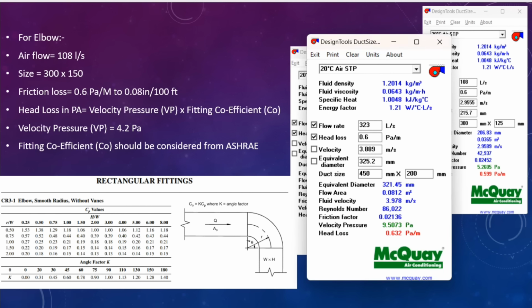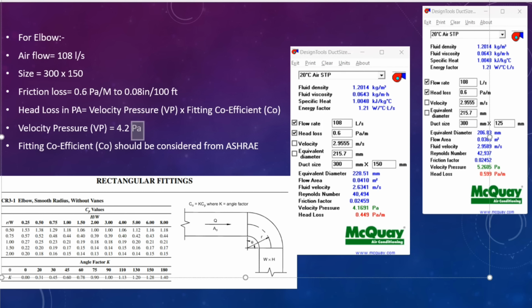For example, if you go to the duct sizer, the airflow is 108 liters per second. The friction loss is 0.6 Pascal, that is the constant value. And the duct size here is 300 by 150. If you apply 300, it will be 125, and 125 is not applicable to duct size. You have to go to the next nearest one, that is 150. And if you go to 150, you can see the velocity pressure here. That is 4.1691. You can round off to 4.2. So that is what I added here also.